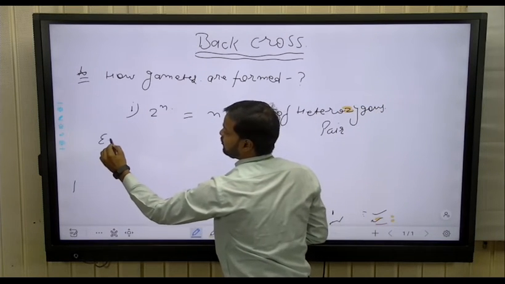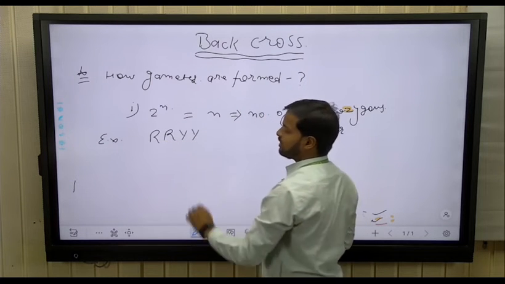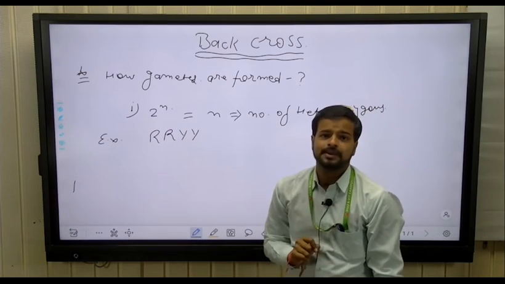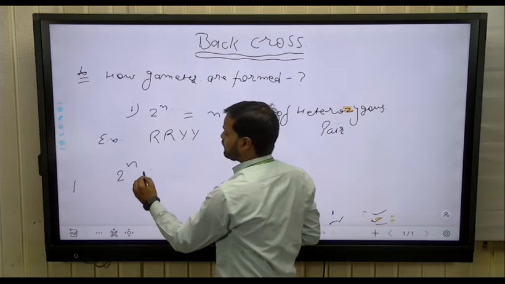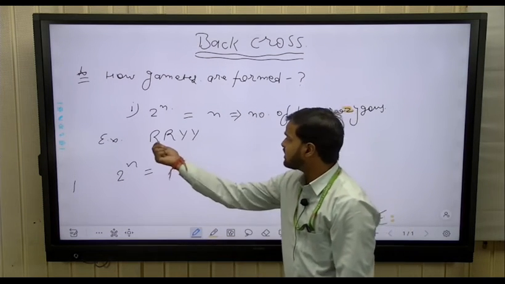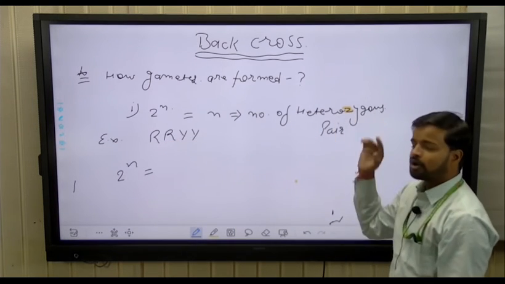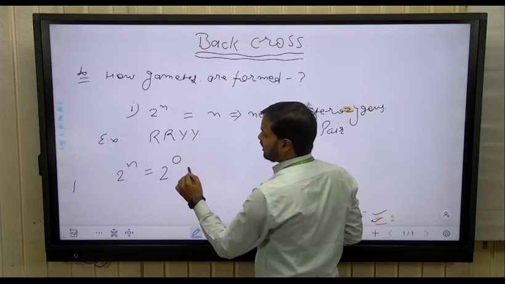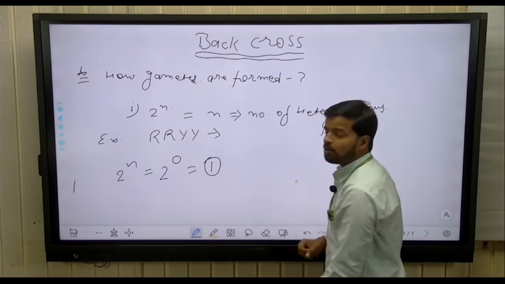Another example is what? We use this genotypic composition here. Again, we use this trick. The power of 2 to the n, and the value of n is what? Again 0, because these are homozygous pairs, and n is the number of heterozygous pairs. That means we put the value in our formula and we obtain the value 1. That means we obtain only a single gamete.